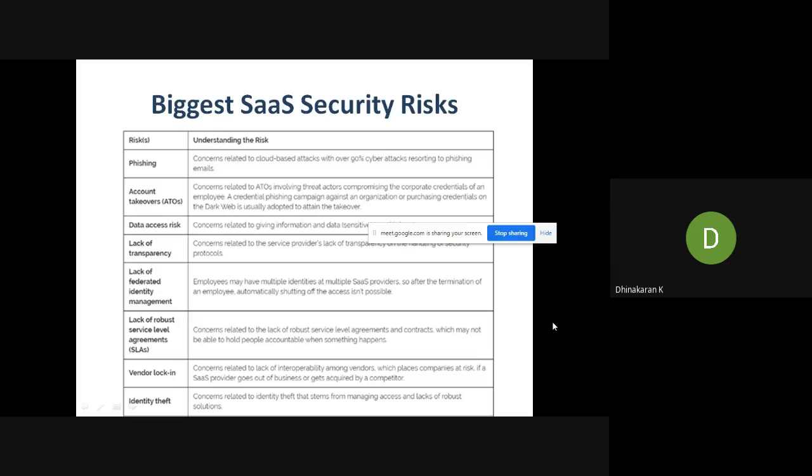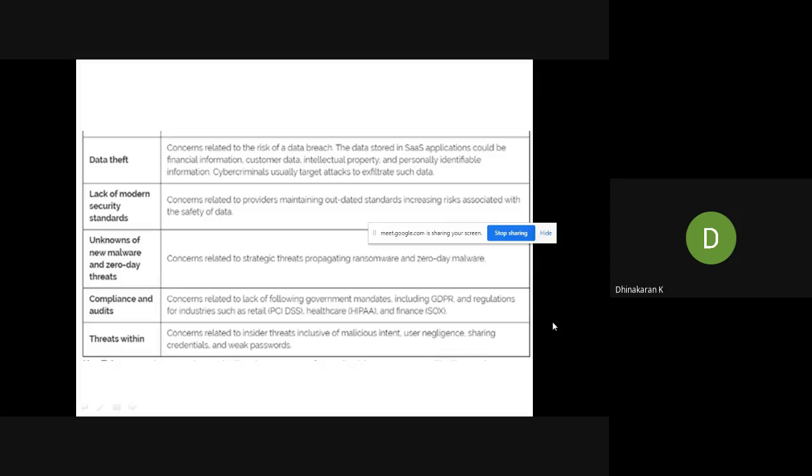And identity theft, as I said in the data access risk. This is a concern related to identity theft that stems from managing access and a lack of robust solutions. Again, multiple parameters we discussed previously. Based on your email ID or some unique identity, they can catch your information and steal it. Through that, they can access your data. For example, if I know your password and your username, what am I going to do? Simply, I try to access your data. So this is one of the risks.